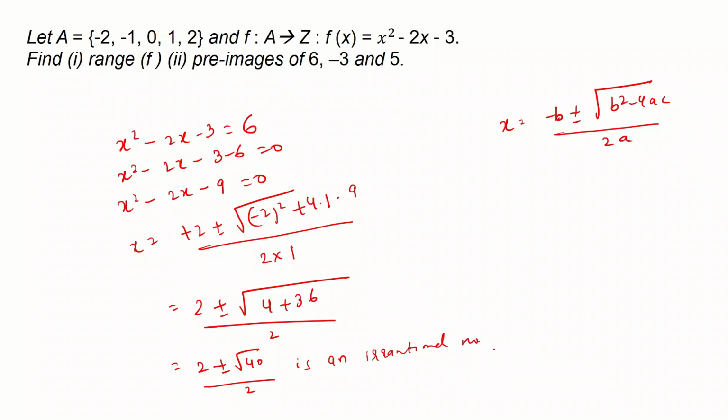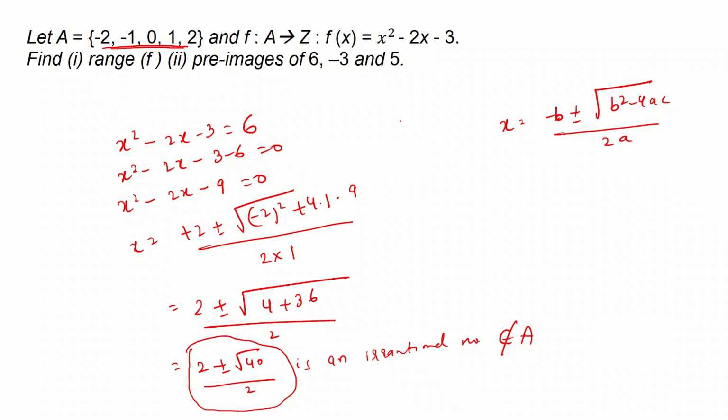And so it cannot belong to A. So it doesn't belong to A. That means 6 has no pre-image in A, because A only has these elements. So the pre-image of 6 was required to be one of these elements, but this is actually an irrational number, and this doesn't belong to A. So 6 has no pre-image in A.